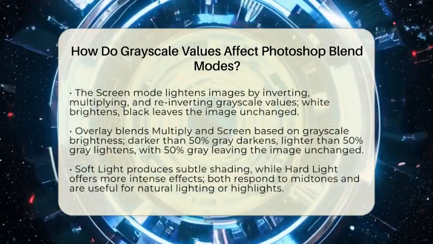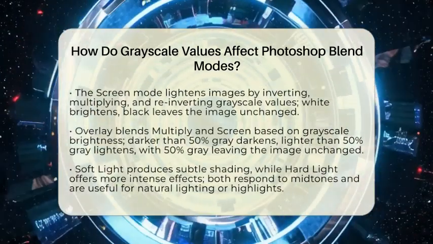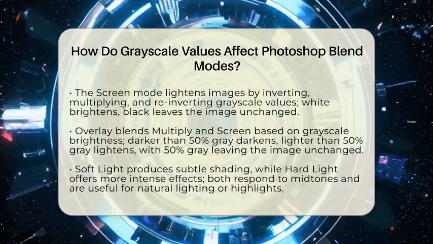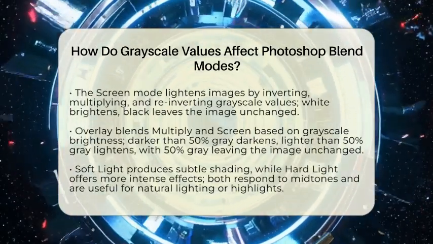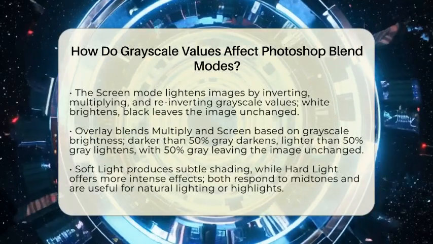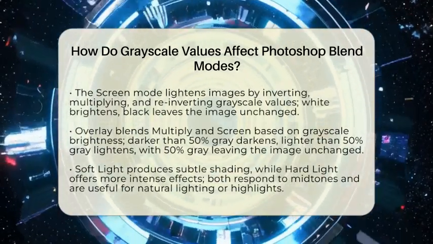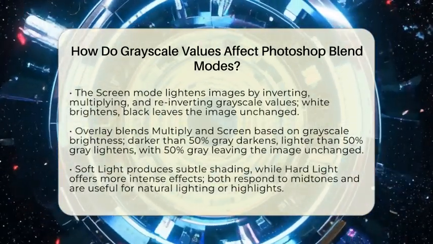Now consider the screen mode. It does the opposite of multiply. It lightens the image by inverting the grayscale values, multiplying, and then inverting back. White in the blend layer keeps the image bright, while black leaves it unchanged. Midtones in screen lighten the image, making it great for highlights or glowing effects.